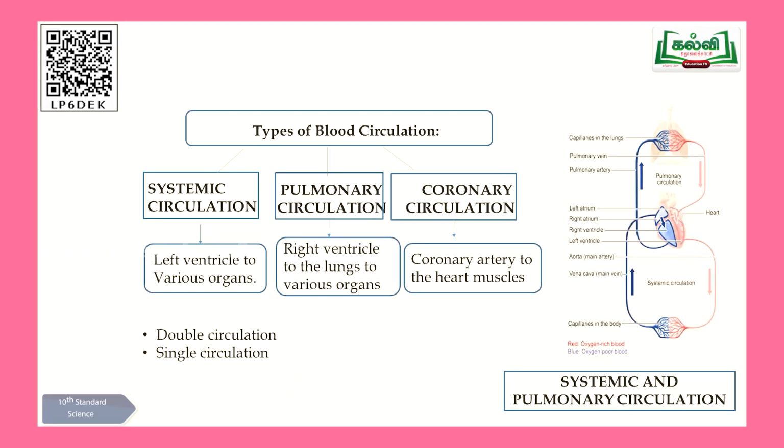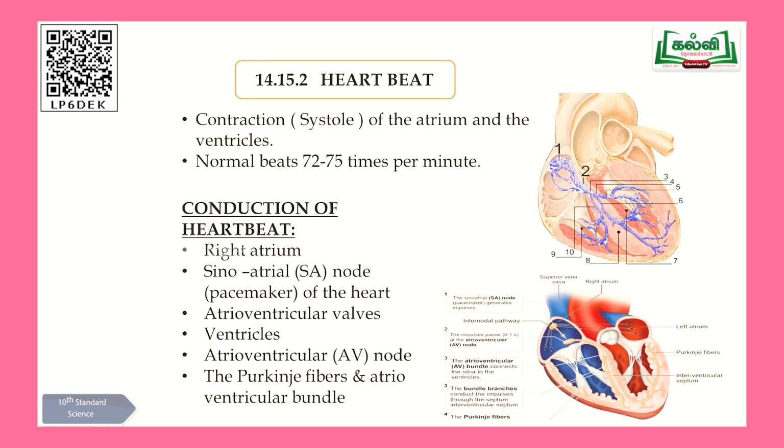Coronary sinuses, which are nothing but the coronary veins, collect the deoxygenated blood from the walls of the heart and they come back to the right atrium. Then as usual it goes to the lungs and purification will be done. Okay. So, coronary artery and coronary veins are involved in this circulation. This type of circulation is called as coronary circulation. Let me just move on to the next topic, heartbeat.